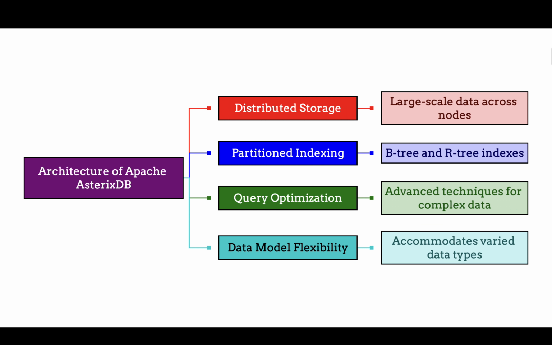Architecture of Apache *DB. 1. Distributed storage. Built on a distributed architecture, handling large-scale data across nodes. 2. Partitioned indexing. Uses partition B tree and R tree indexes for efficient data retrieval. 3. Query optimization. Employs advanced query optimization techniques for complex data. 4. Data model flexibility. Offers a flexible data model, accommodating varied data types.